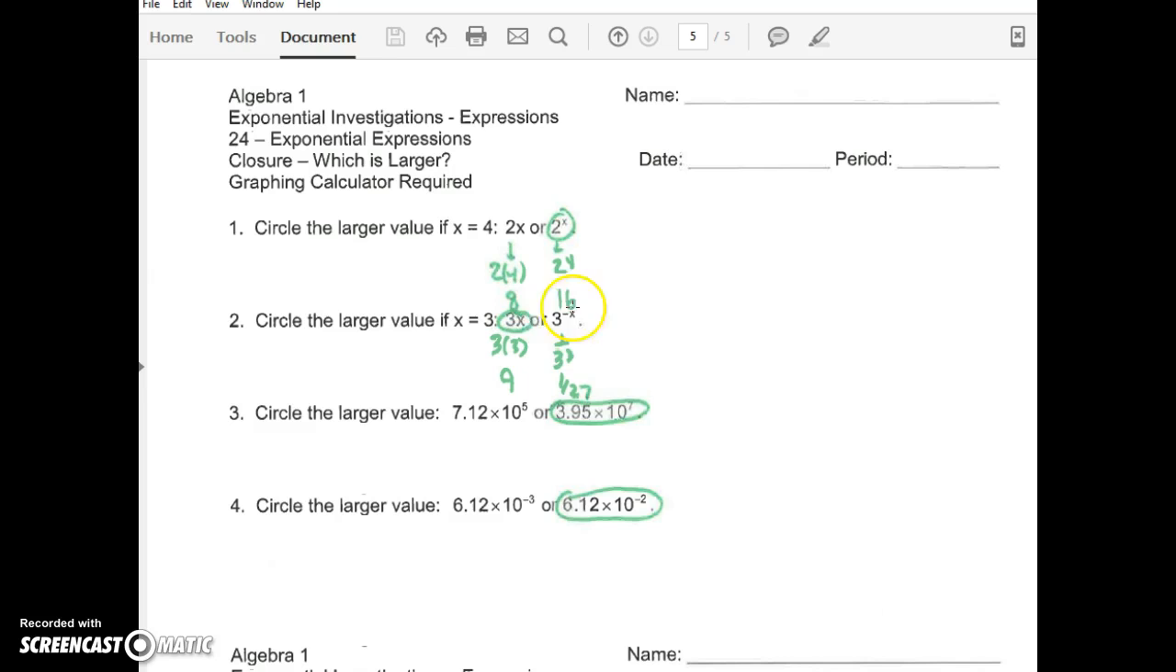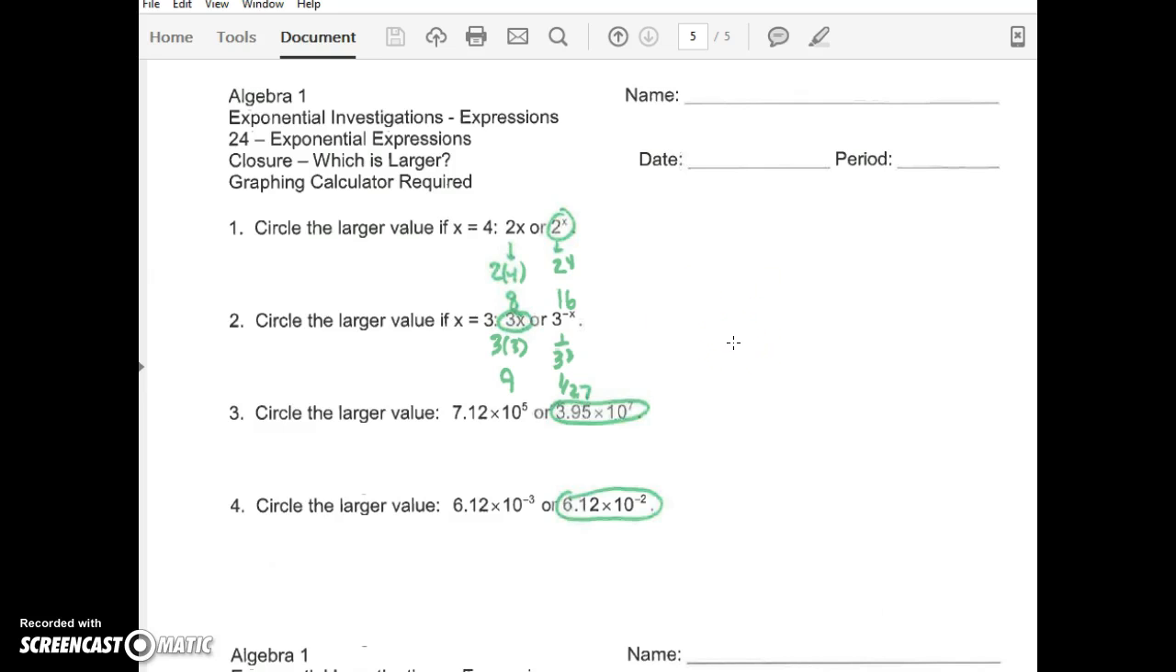The exception we get into is number 2, where we have that negative exponent. What that negative exponent does is bring that 3 to the x to the bottom. So this will become 1 over 3 to the 3rd, or 1/27. Here we'll have 9. 9 is definitely bigger than 1/27.